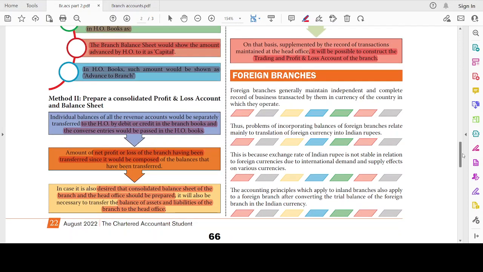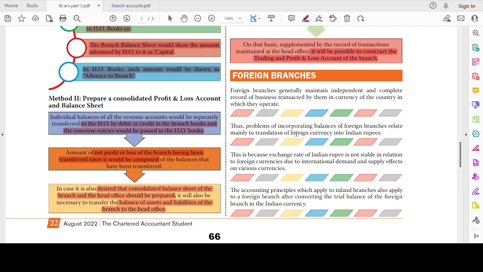So for foreign branches, they maintain independent and complete records of business transacted by them in the currency of the country in which they operate, because they are in a foreign country, they have to comply with their domestic laws and regulations, right? Every country will require its business organizations to maintain records. That's why there will not be a case of dependent or independent branches. All will be independent branches only. So they will be maintaining every set of records independently, and complete records of business will be kept.